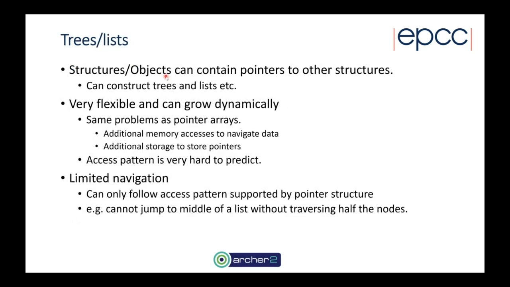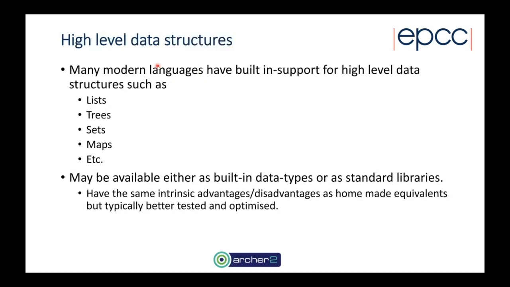Trees and lists are very commonly used in programming languages like C. C is very good for flexibility in programming, but really hard to vectorize and optimize the loops of those kind of things, because the access pattern is hard to predict, and the contiguous nature of the data is hard to have a look at.